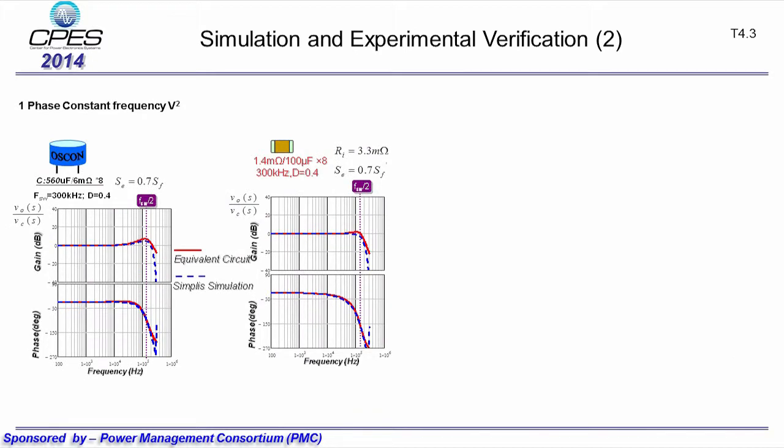This shows simulation verification of control to output voltage transfer function for constant frequency V-square control. For both cases using OSCON capacitors and ceramic capacitors, the control to output voltage can be designed as a flat gain up to very high frequency. We can see the model agrees well with simulation results up to half of switching frequency.